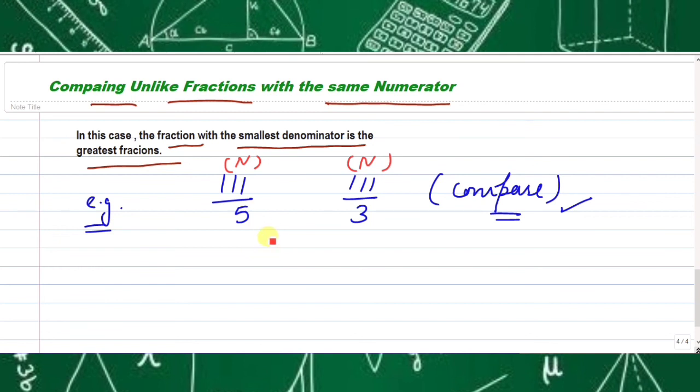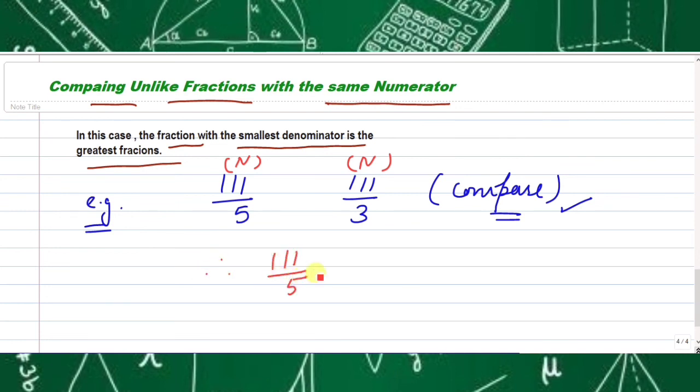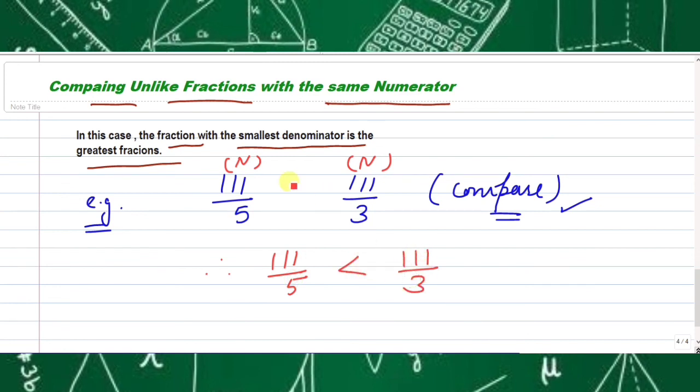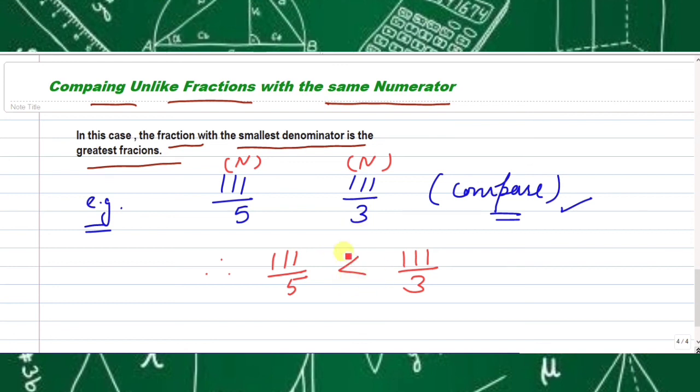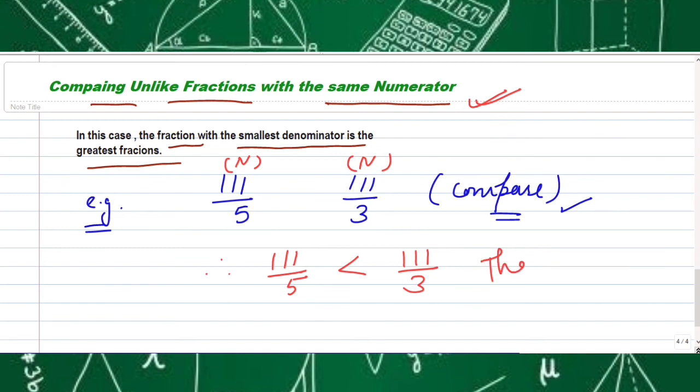So which one is the smallest denominator? This one. So 111 by 3, can you see here? The one with the smallest denominator would be the greatest. You do this when you have the same numerator. Clear? Thank you.